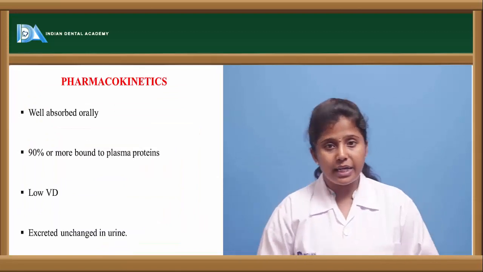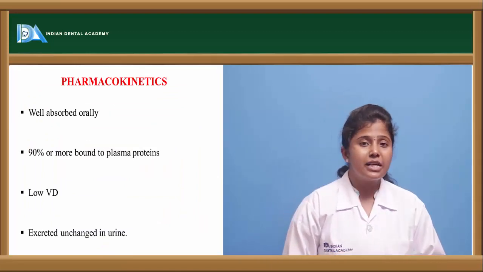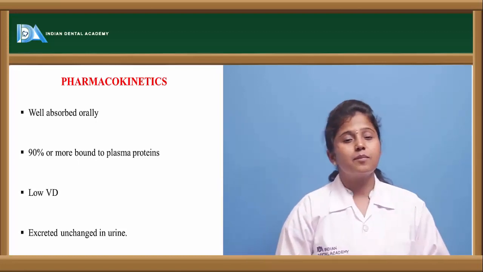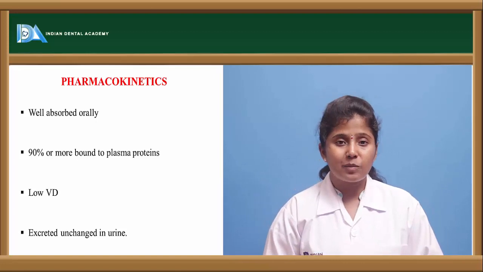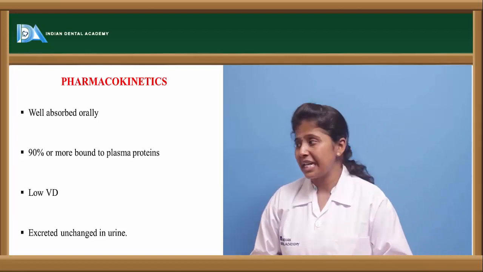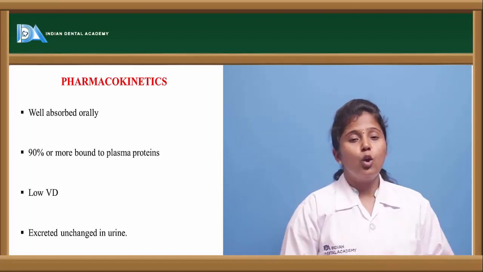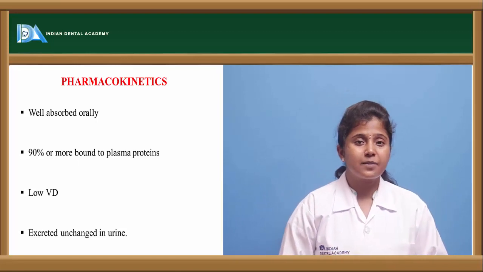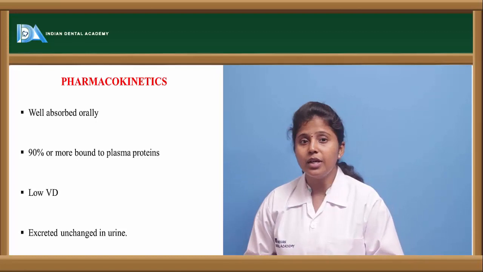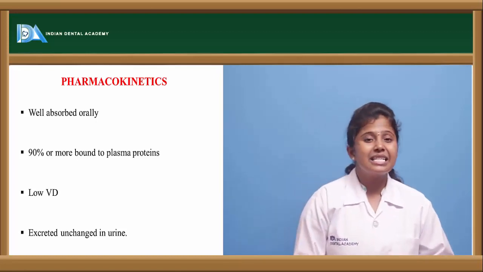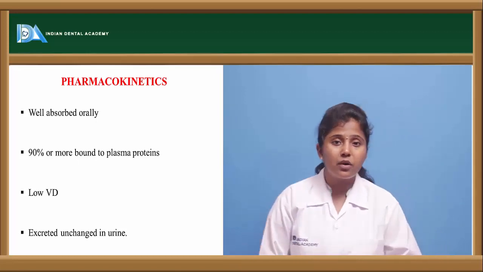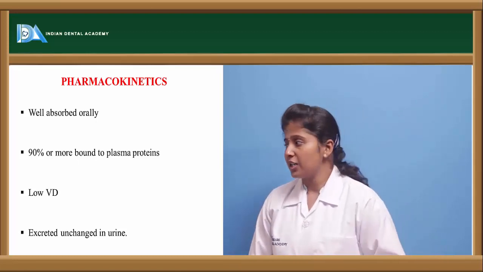Let us see the pharmacokinetics of sulfonylureas. These are mostly given through the oral route, and they are well absorbed. They are 90% plasma protein bound. That is the reason they show a low volume of distribution, VD being nothing but volume of distribution. Because of the binding to plasma proteins, they can't distribute equally all over the body, and they don't undergo metabolism, so they are excreted unchanged in the urine.